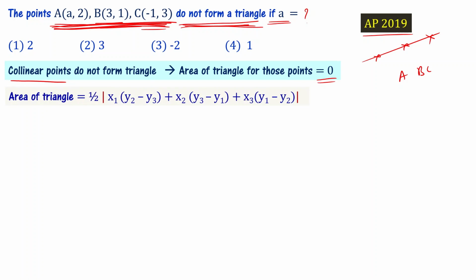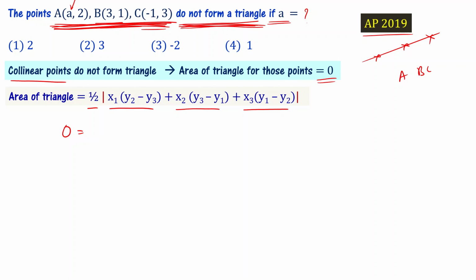Area of the triangle is defined as half times modulus of x1 times y2 minus y3 plus x2 times y3 minus y1 plus x3 times y1 minus y2, right? We can use this formula to find the unknown value. Why? The area of the triangle is going to be 0 because these do not form a triangle, right?